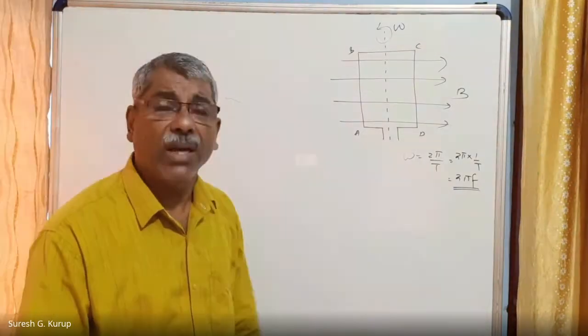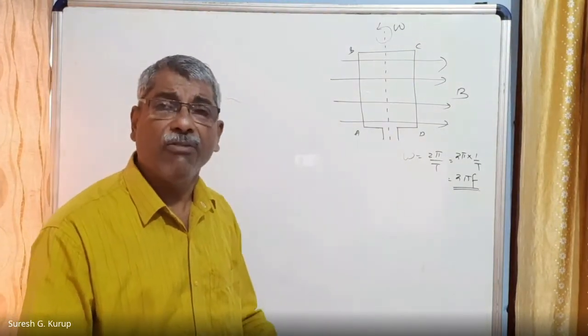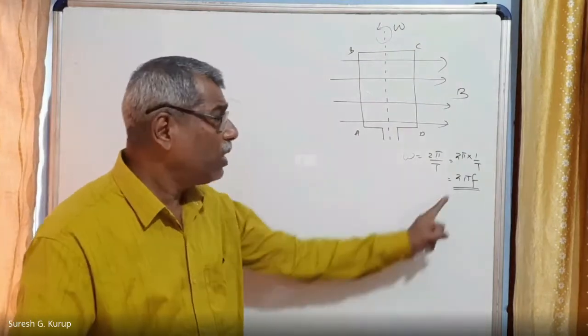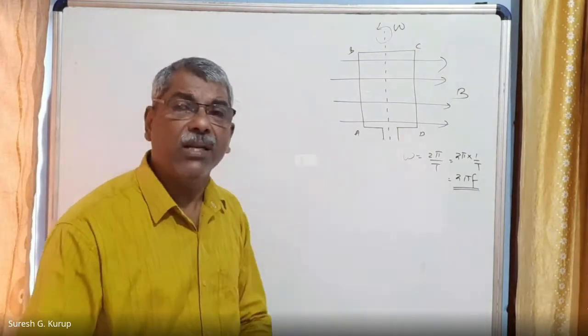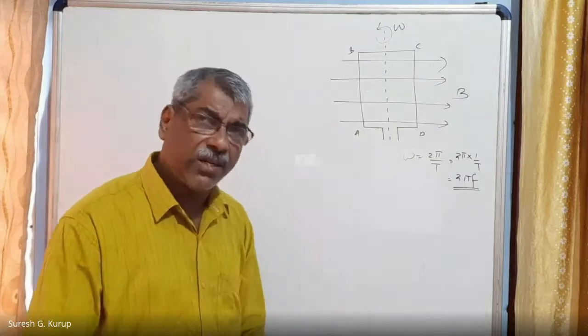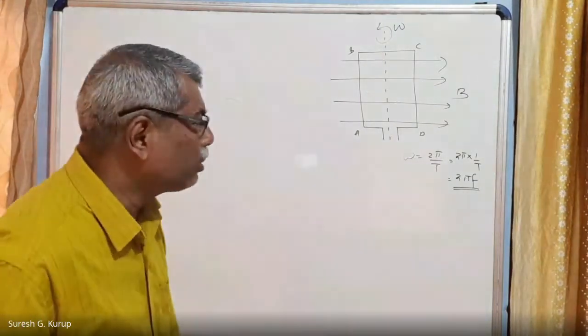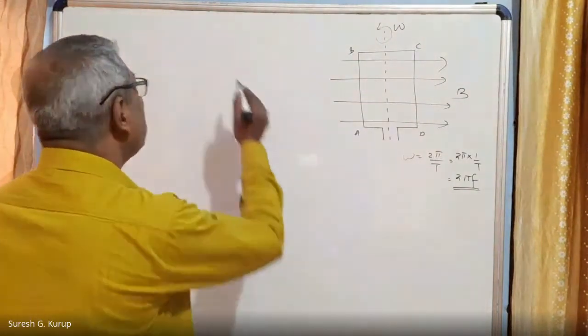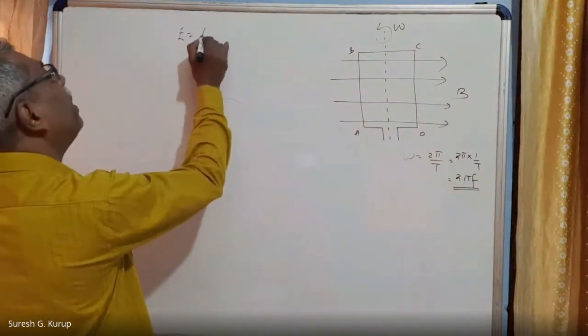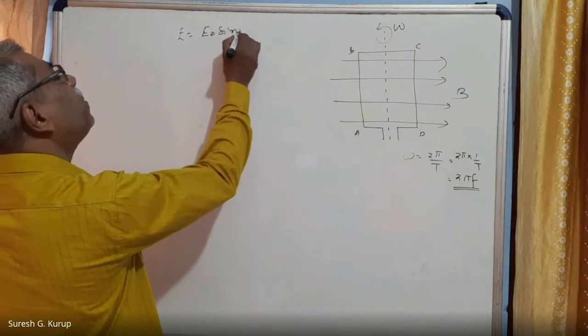The power that we have in our household has a frequency of what? How many times? 50 cycles per second. That means that all generators' armatures rotate 50 times in 1 second. Now, graphical representation. We have seen E is equal to E0 sine omega t.